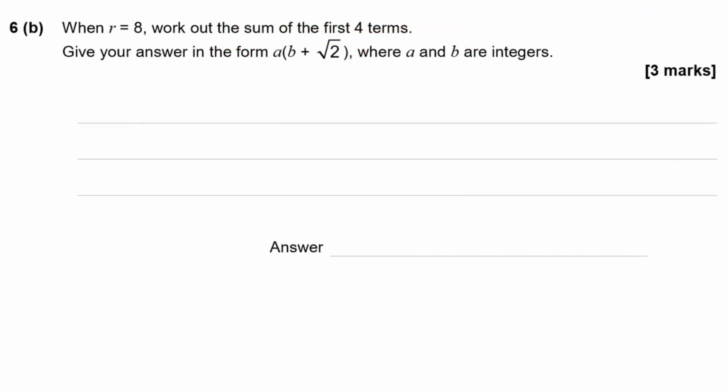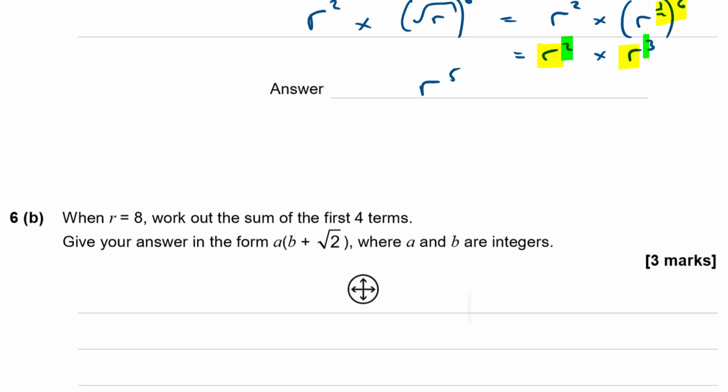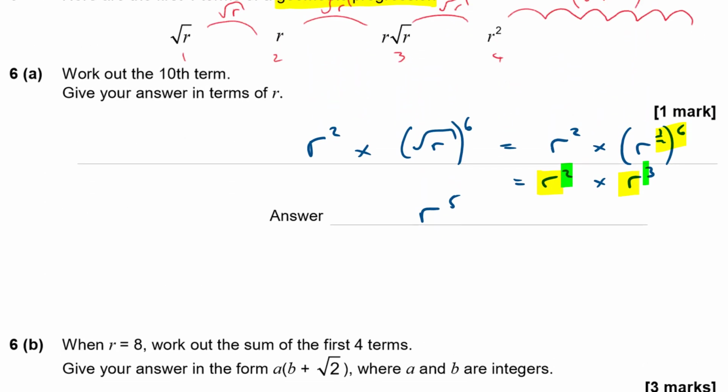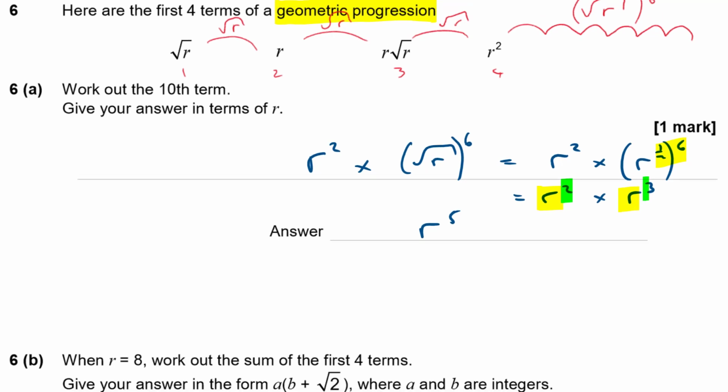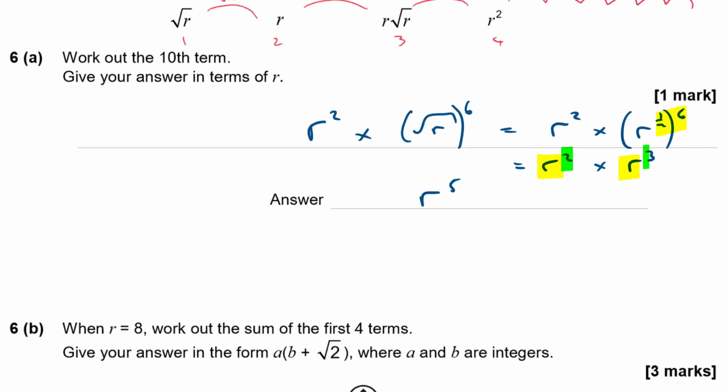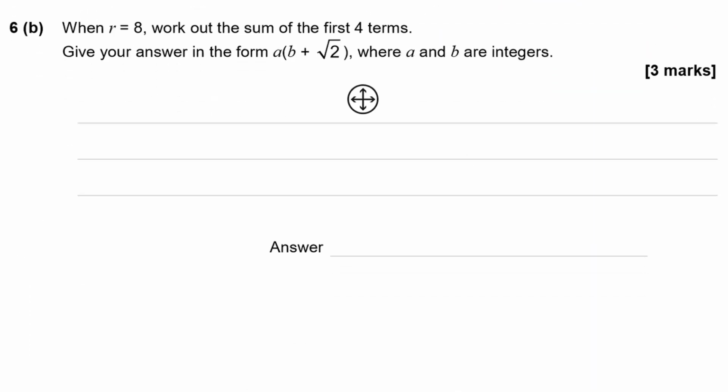Question 6b. When r is equal to 8, work out the sum of the first 4 terms. Give your answer in the form of a lots of b plus root 2, where a and b are integers. Okay, so if r is 8, then my first 4 terms are going to be root 8 plus 8 plus 8 times root 8 plus 8 squared, isn't it? So just subbing that in, my first term is root 8, then I'm going to get an 8, and then I'm going to get an 8 root 8, and then I'm going to get 8 squared.